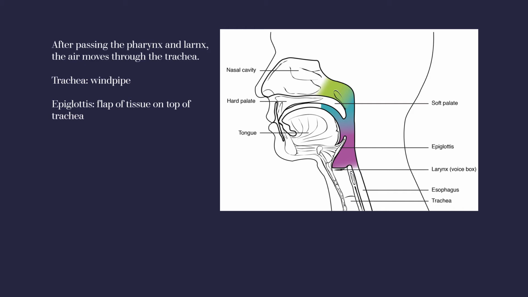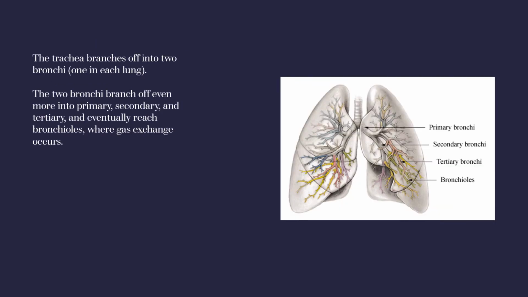And if you look at the diagram on the right, you can see that there's something called an epiglottis, which is a flap of tissue that rests on top of your trachea. The epiglottis basically prevents food from getting into your windpipe and opens as you inhale and exhale. As the air moves through your trachea, the trachea then branches off into two bronchi, one in each lung.